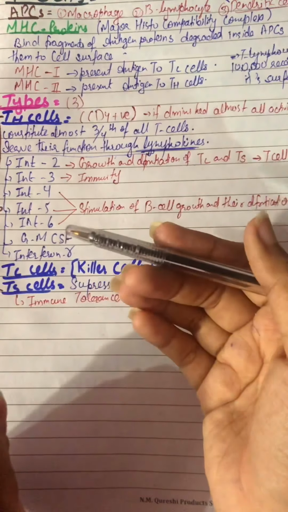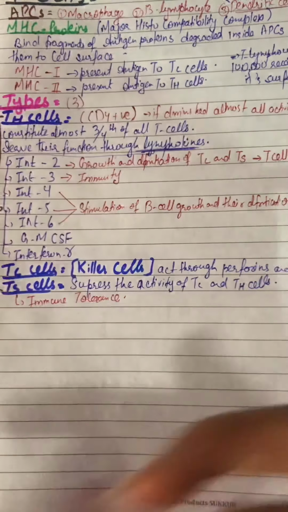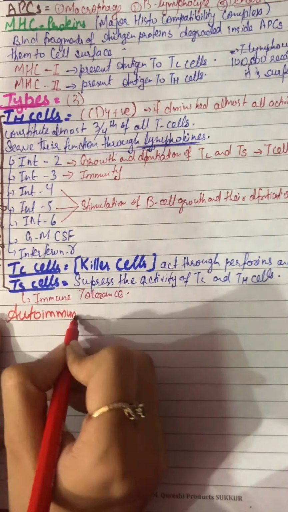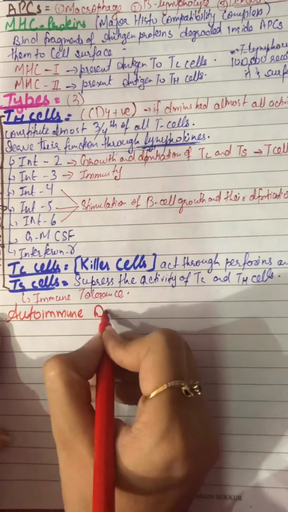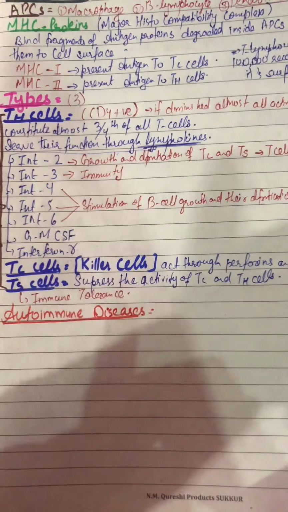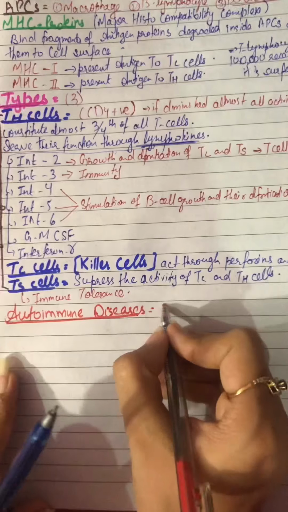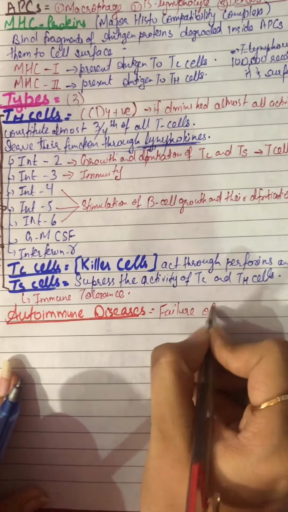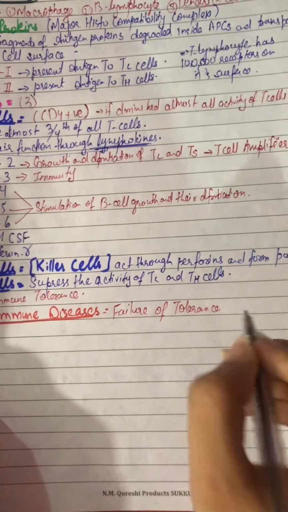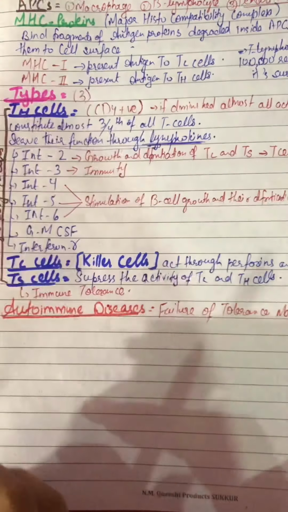Now what are autoimmune diseases? So let's write here. Autoimmune diseases. In these diseases, there is failure of the tolerance mechanism. Now let's have its examples.